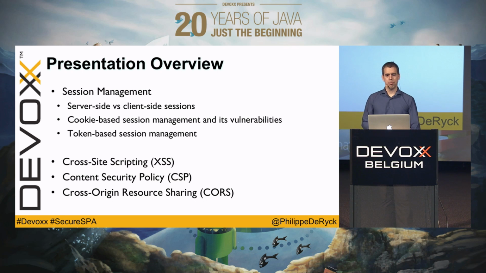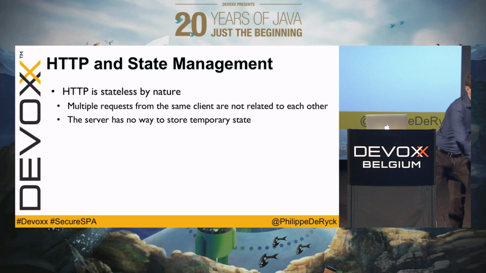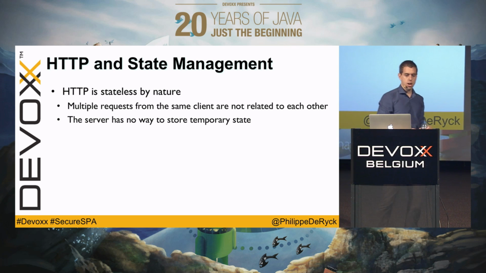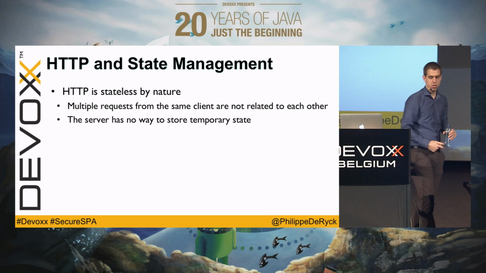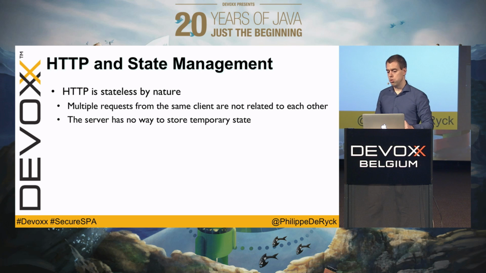So let's just start. Session management: I'll talk about cookies, tokens, server-side and client-side session management in a nutshell. But let's start at the beginning. Let's start with HTTP and state management. As you probably all know, HTTP is stateless by nature, so there's no way to relate two different requests together unless you store some state. You have no way to store temporary state, no way to keep track of properties about a user, things like that.